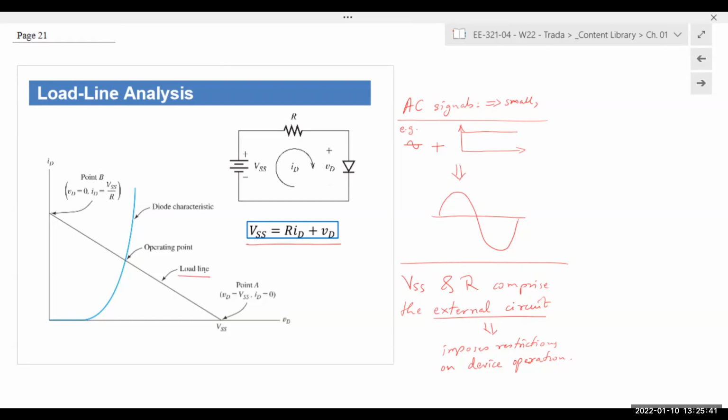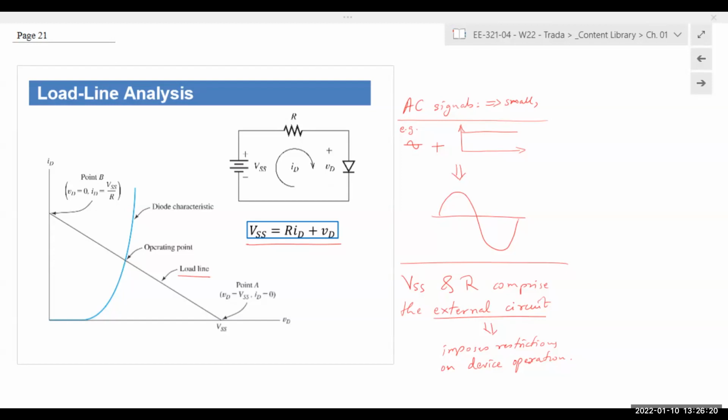Let's take 10 seconds, think over it. Let me know if you have any questions. Does that make sense? That equation is describing the external constraints on the operation of that diode. Yes. No, we'll talk about that. Yeah.